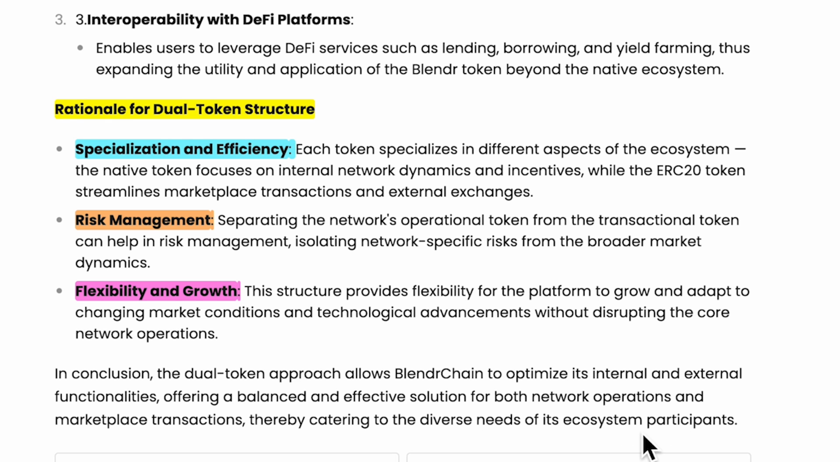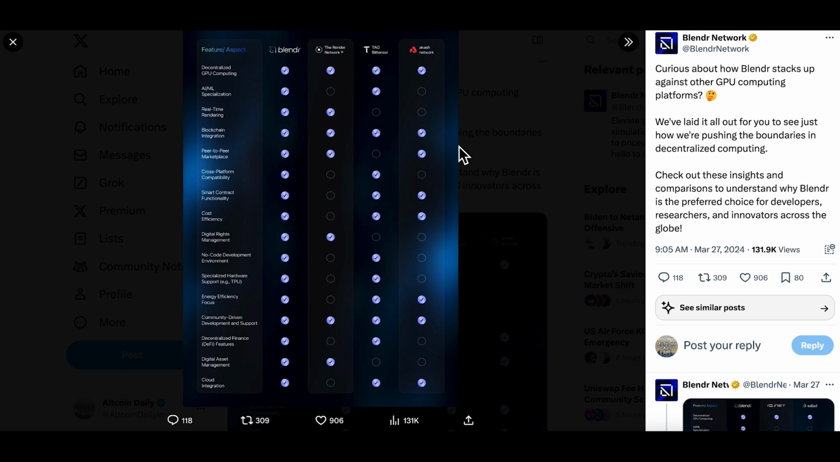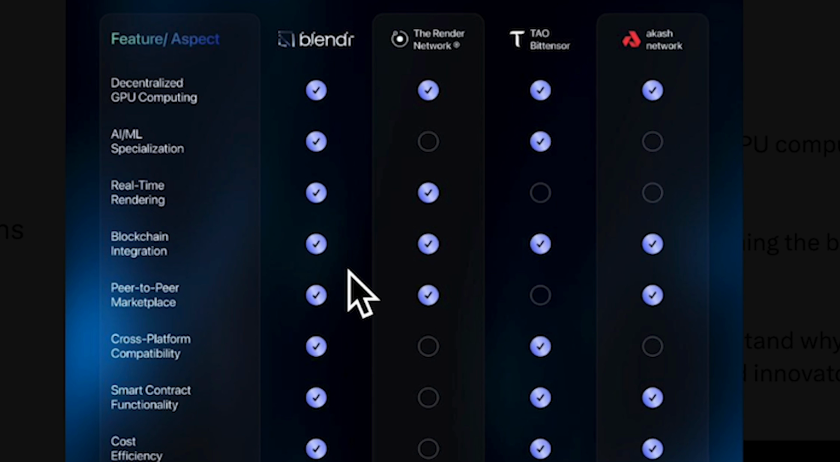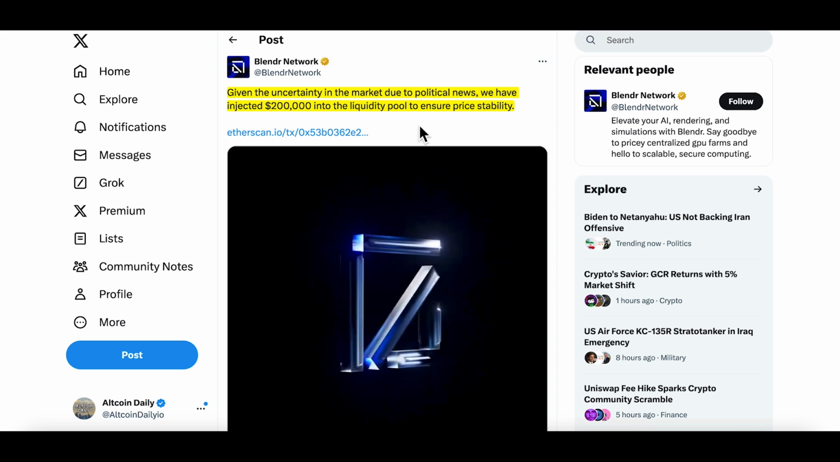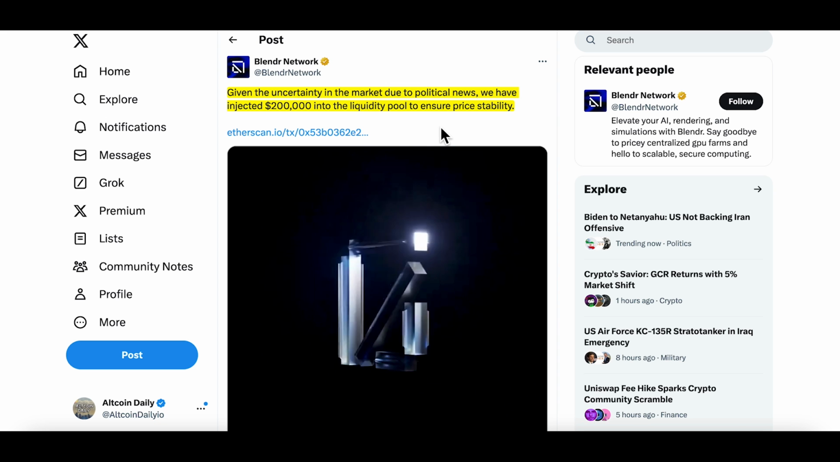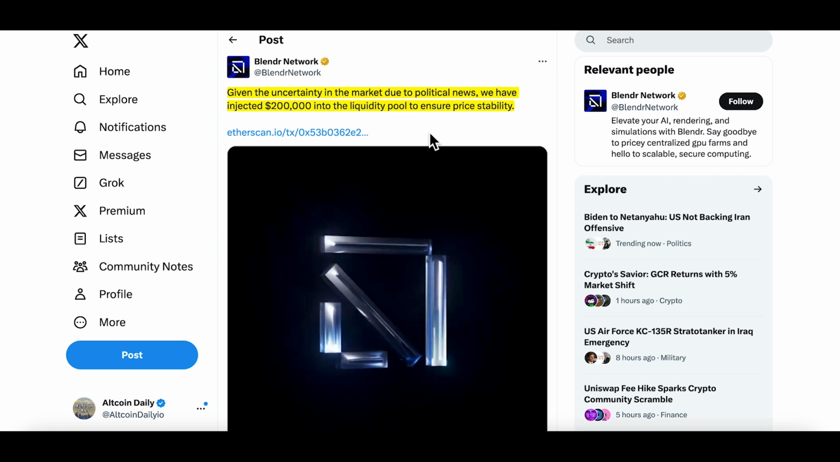Definitely check out their Twitter. They do a great job keeping the community informed and providing education and understanding on what's going on. I liked this infographic. See how Blendr stacks up to the Render Network, Bittensor, and Akash Network. Pretty good. And I thought this was a good move. I'm not sure how big of an impact this makes, but this got a lot of engagement, and to me, this is a good move.